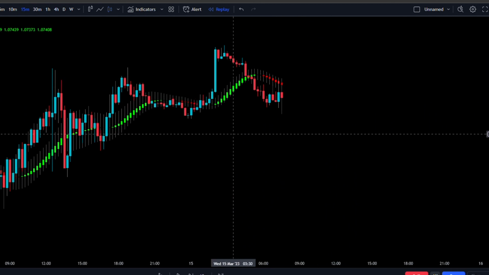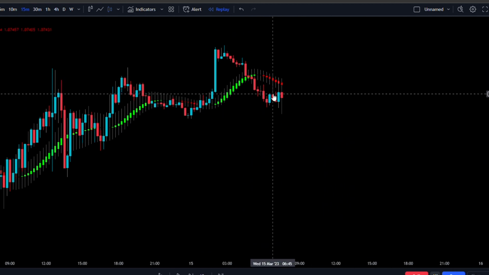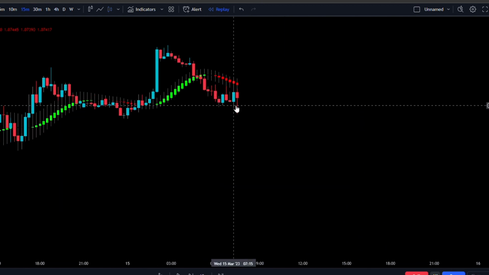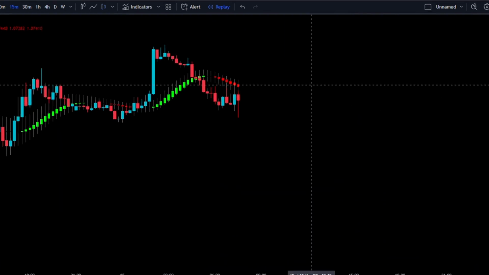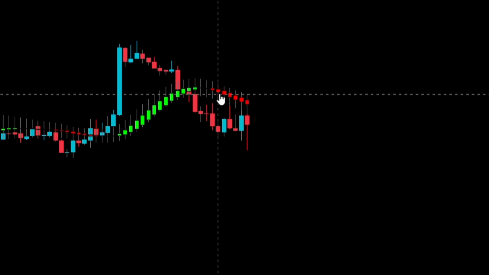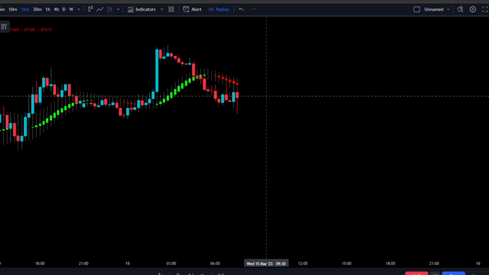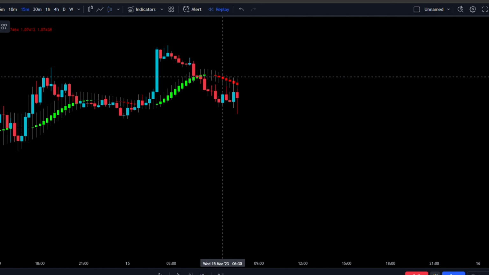We've waited for price to pull back to the Heikin-Ashi candles and reject and close beneath the Heikin-Ashi bodies. So as we can see here, this bullish candle has pulled back, rejected and closed beneath the Heikin-Ashi candle. Now for this to be a valid entry signal, the pullback candle must not close above the Heikin-Ashi top wick.